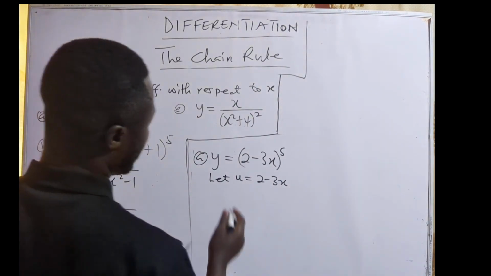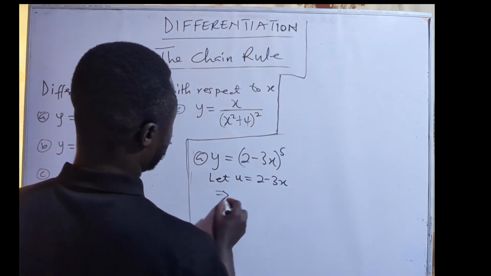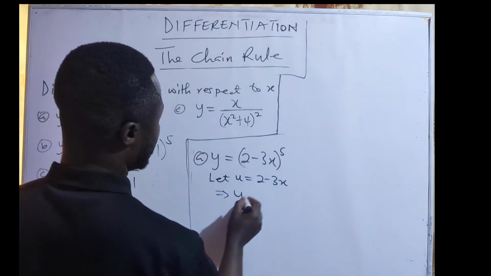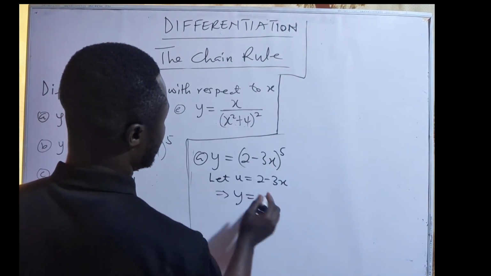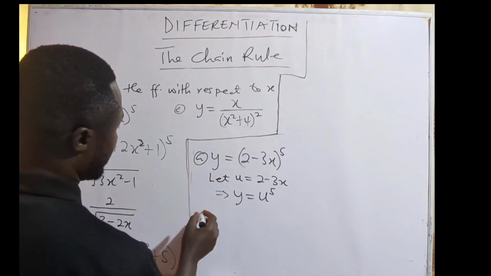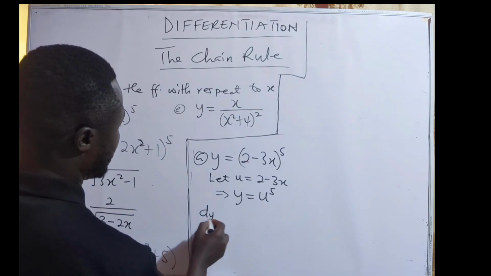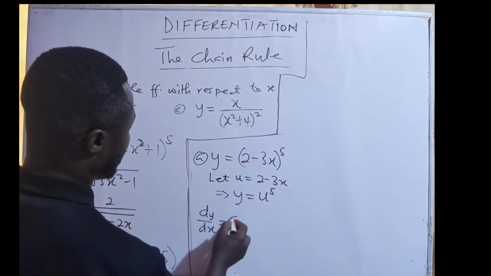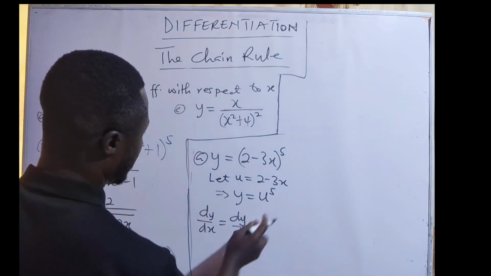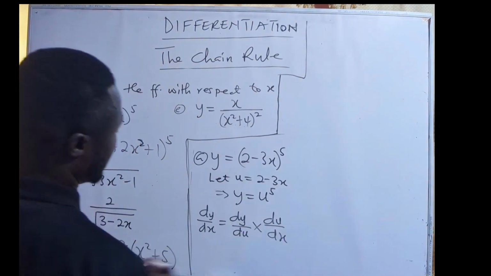Then if u is equal to 2 minus 3x, then what will happen? We can rewrite the expression here as what? y is equal to u exponent 5. So if you are using the chain rule, then your differentiation becomes what? dy on dx equal to dy on what? du times, then the u will come, du on what? dx. So that when we cancel, you get the dy on dx.